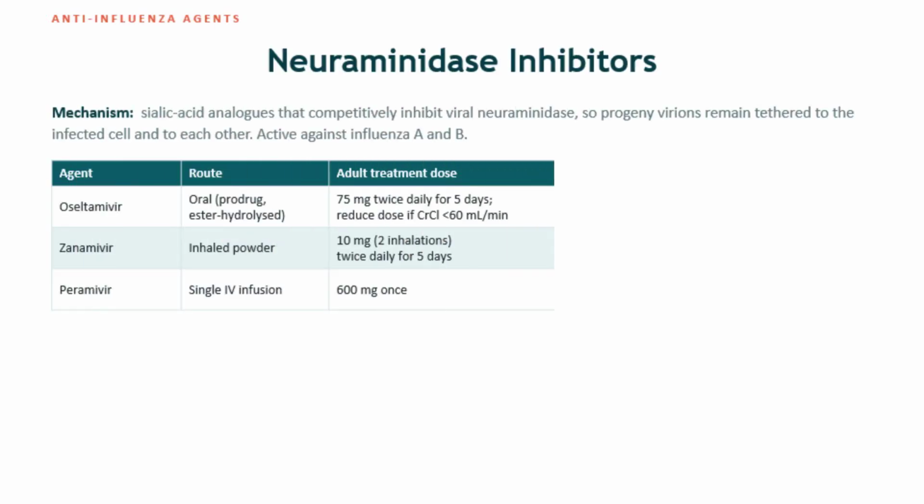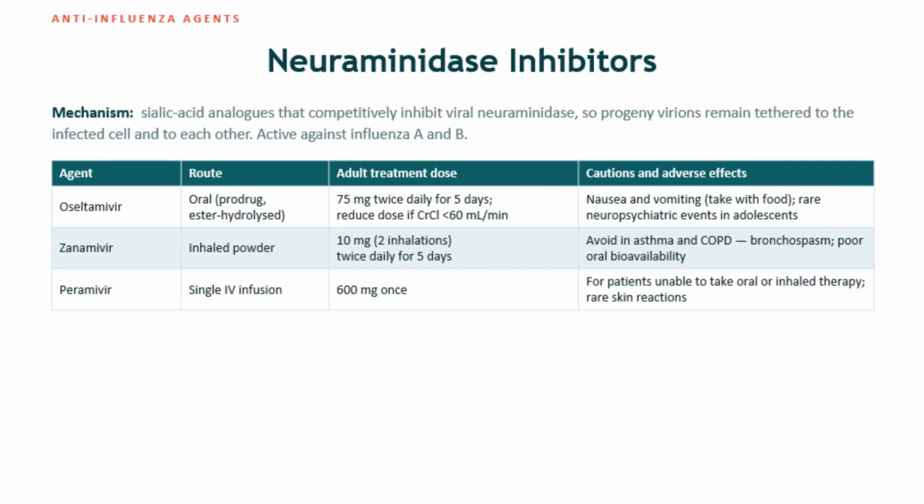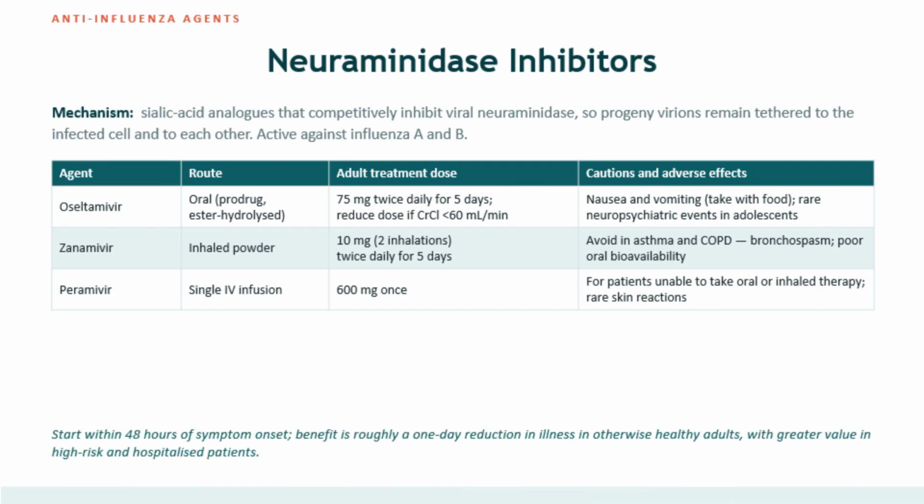Neuraminidase inhibitors. Picture this: new virus particles have been made. They're budding off the cell surface, but they're stuck, glued by sialic acid. Neuraminidase is the scissors that cuts them free. These drugs are sialic acid look-alikes that jam the scissors, so the progeny virions clump on the cell and never spread.